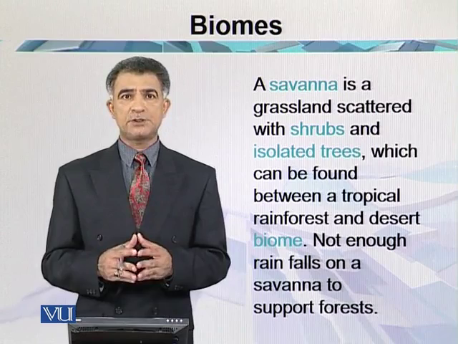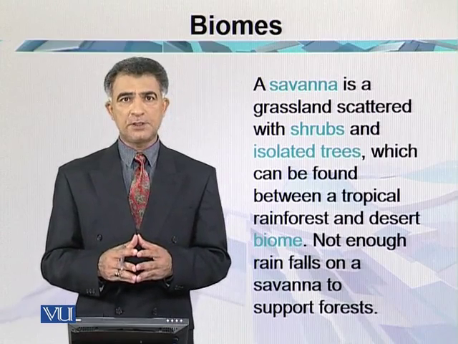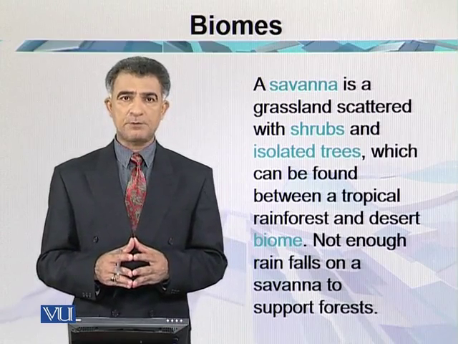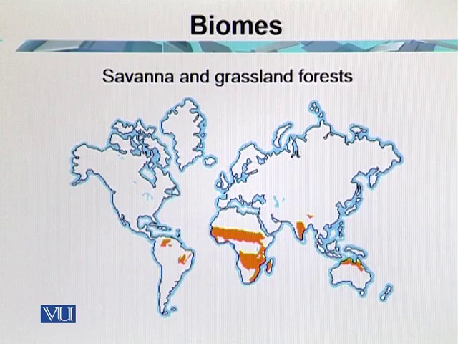So actually these areas are located between these two extreme types of climate. Now this is the location of the savanna and grassland forest. Most of the savannas are located in the southern hemisphere, which are actually the areas belonging to South Asia, South America, Africa and Australia.